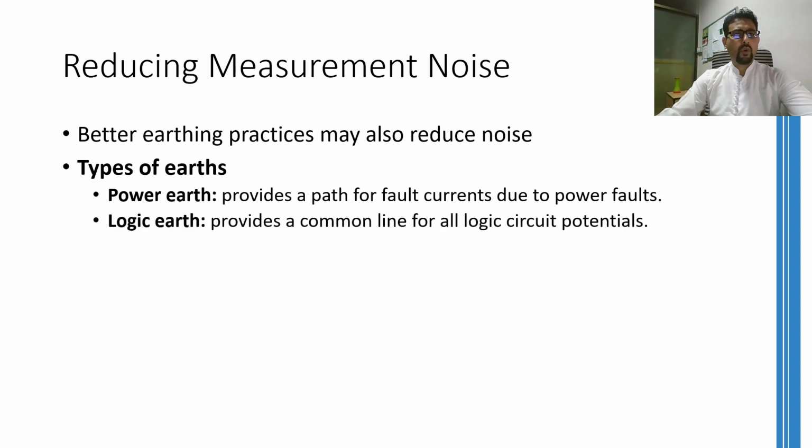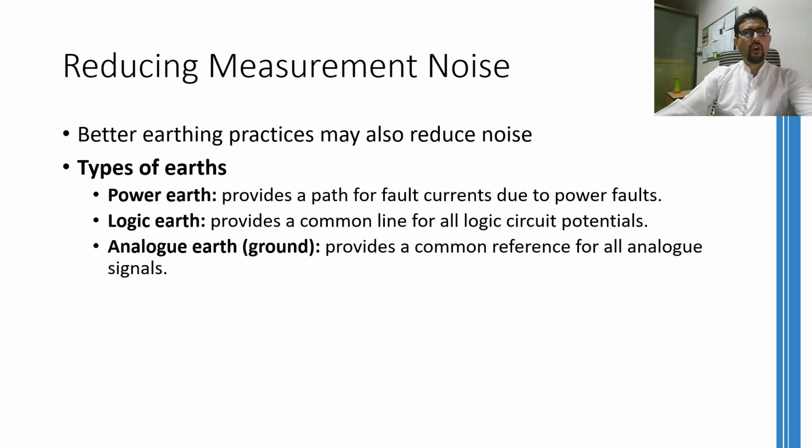The next one is called the logic earth, and it is the earth that is used for all logical signals, or you can also say for digital signals. Logical signals are normally binary signals, that is, they have two levels. For example, -3 volts and +5 volts.